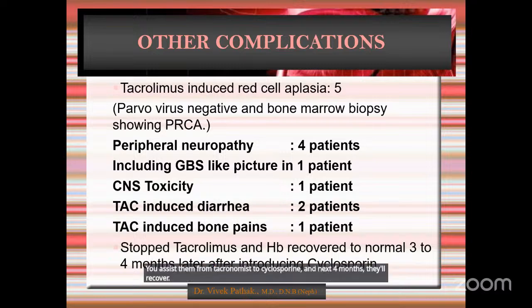Peripheral neuropathy in 4 patients, including a Guillain-Barré-like presentation in 1 patient. CNS toxicity 1, tacrolimus-induced diarrhea. This patient had diarrhea for a few months. We stopped MMF, but he did not recover. Colonoscopy was normal. We converted him from tacrolimus to cyclosporin, and he recovered. One other patient had considerable bone pains for months together. Ultimately, we stopped his tacrolimus and he recovered.